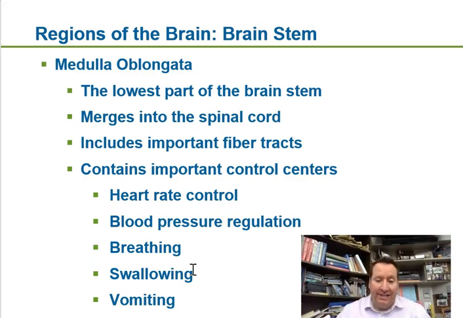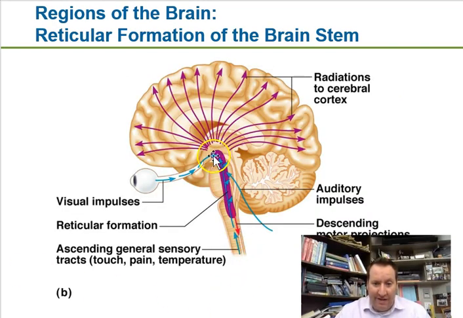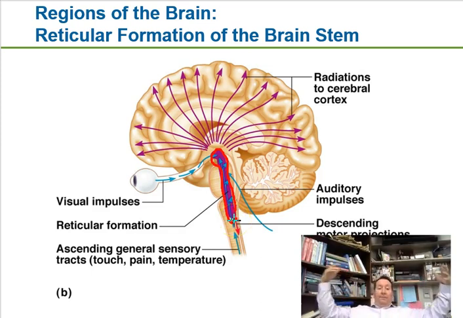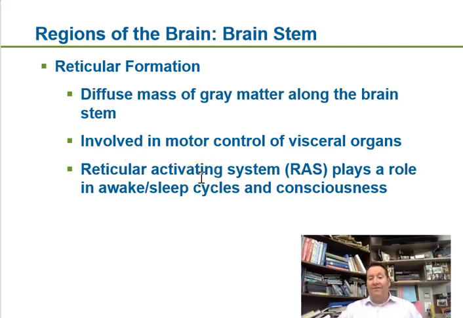When I take a look at the brainstem, running through the brainstem you have a dense area of gray matter, and this dense area of gray matter is called the reticular formation. So running through the whole entire brainstem, you have this area of dense gray matter, and remember, gray matter is cell bodies. This is called the reticular formation. The major function of the reticular formation is the visceral control, the motor control of our visceral organs.